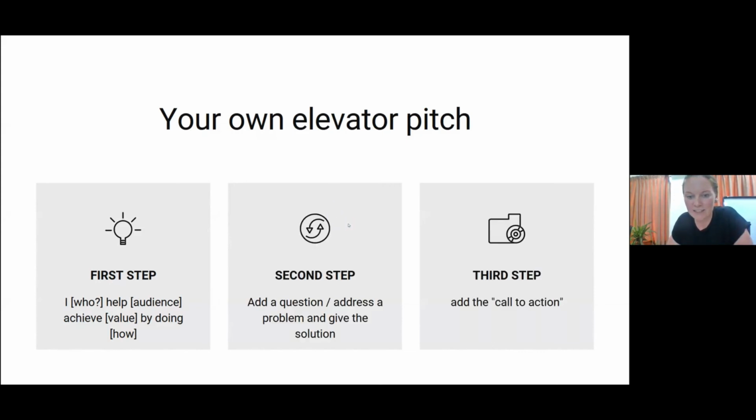So now you see the second step. You have succeeded the first step. Now your task is to address a problem or to raise a question. And in the third step, we need the so-called call to action. The call to action has a wide range. It can be, please take my business card. It can be, please, our project, we need $100 million.